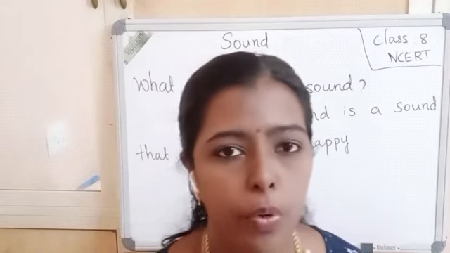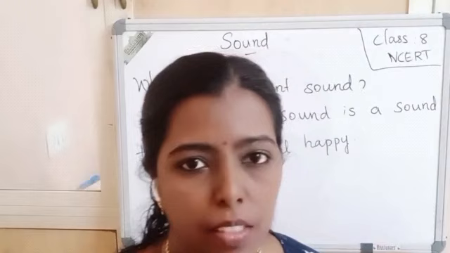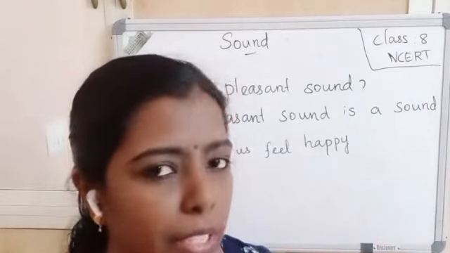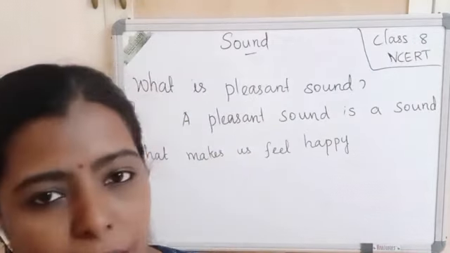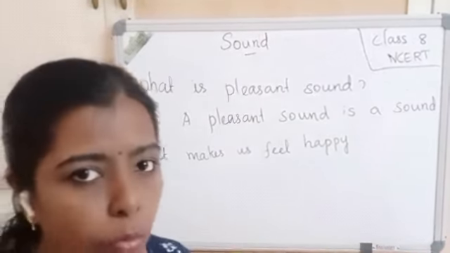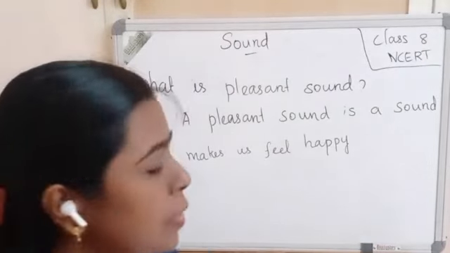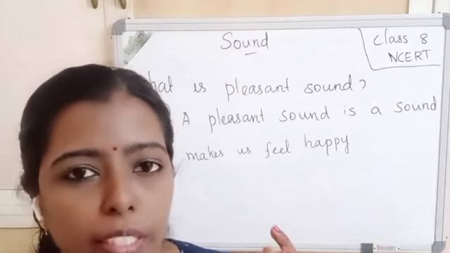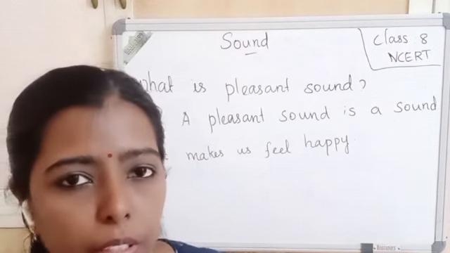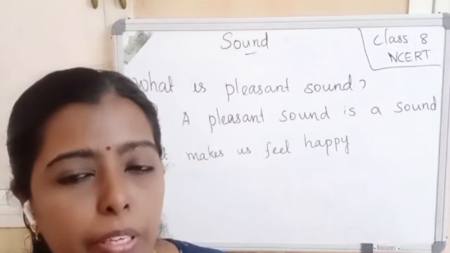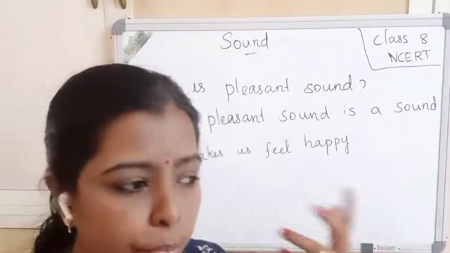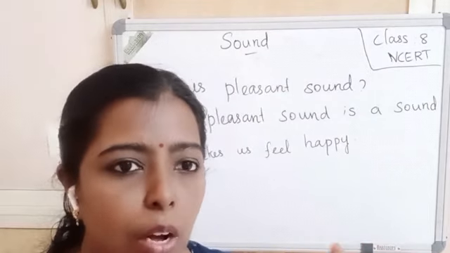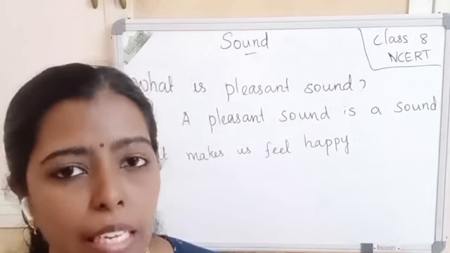The next we are passing to what is pleasant sound and what is noise, and what is audible sound and what is inaudible sound. So first we will see about what is pleasant sound. A pleasant sound is a sound that makes us feel happy. For example, if we hear a flute sound, it is a pleasant sound. It makes us feel happy. Most of the people are liking to hear music. Why? Because that sound is very pleasant to our ears.